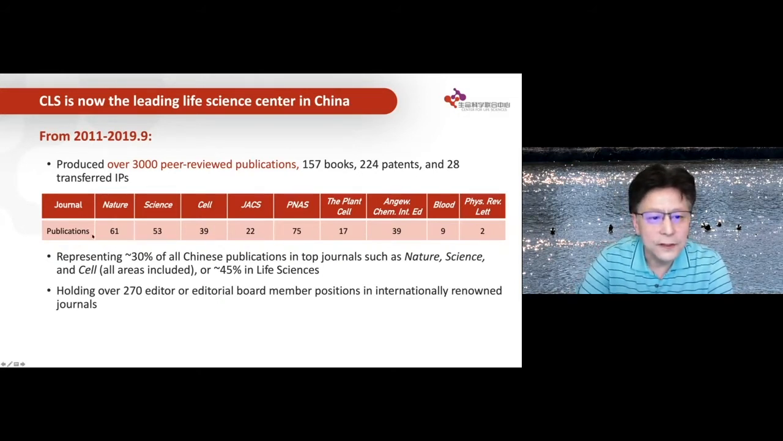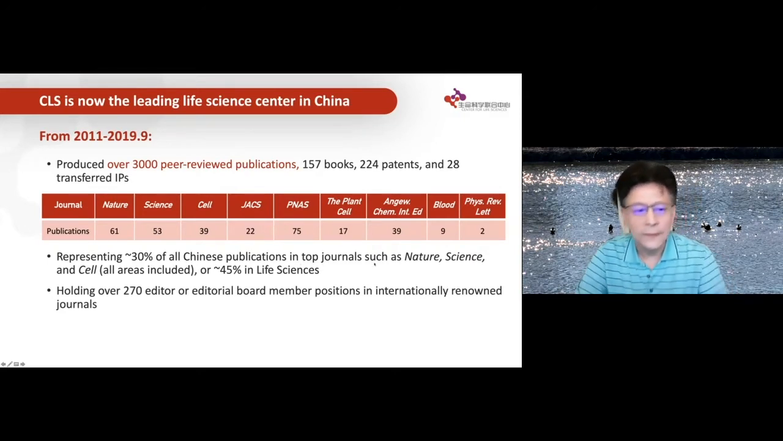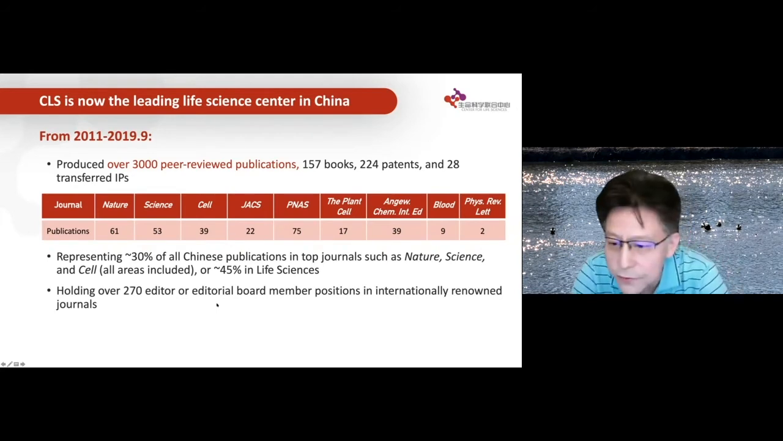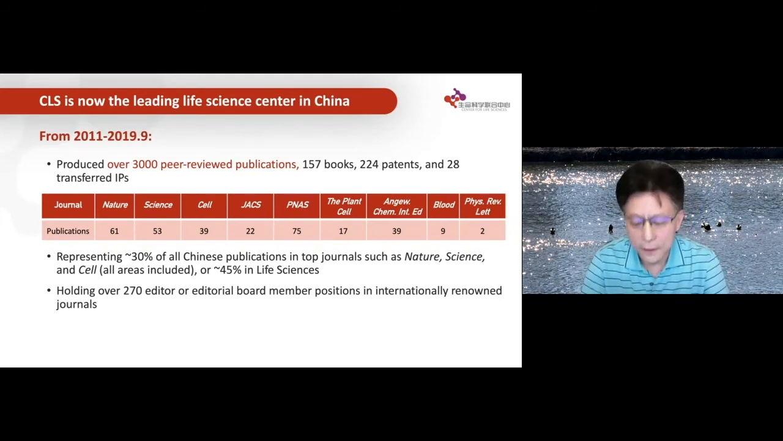And also, these are some numbers in some of the top journals. This may not be accurate, but at some point we estimated our publications represented 30% of all Chinese publications in top journals, including all areas, not only life science. So in Nature, Science and Cell, we published 30% from China, and 45% in life sciences. I should emphasize this number may change now because all other places are really making great progress. And also the PIs in our center hold over 270 editor or editorial board member positions in internationally renowned journals. So we are really making our impact.